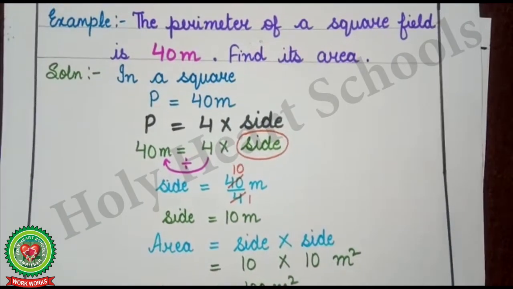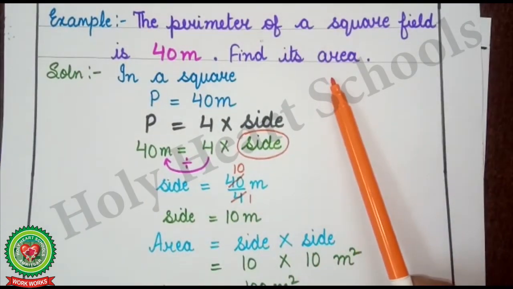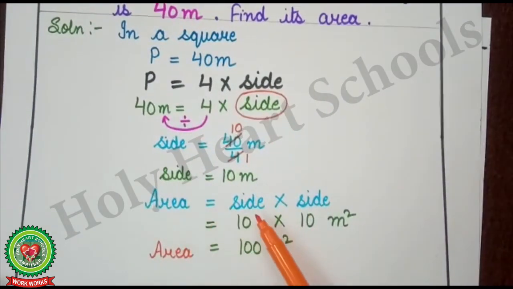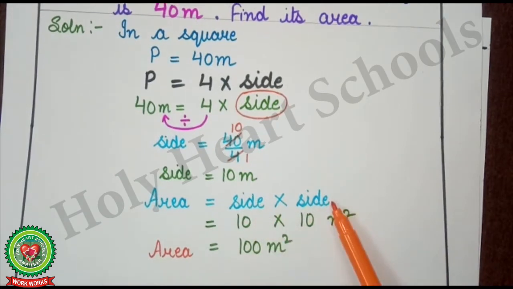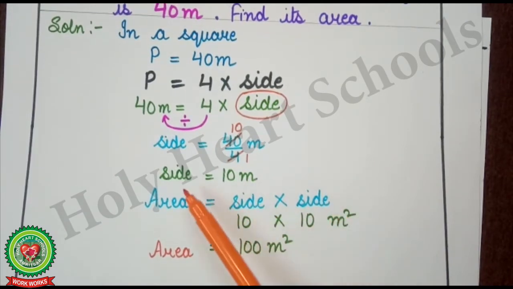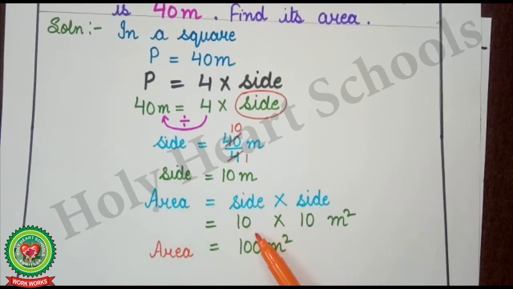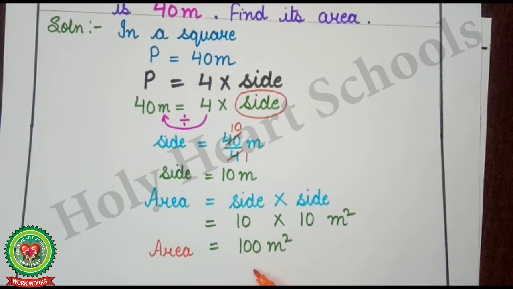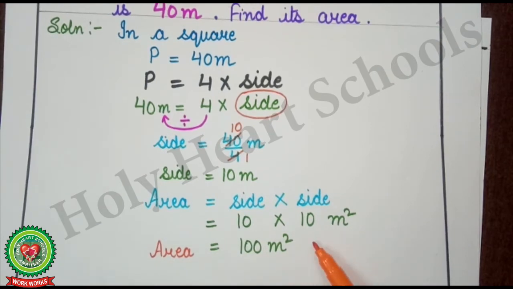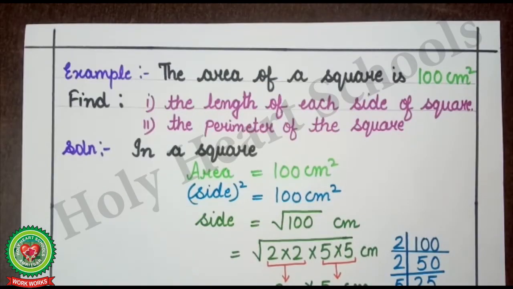Now here I have to find out the area. So area equals side multiplied by side. The value of side is 10. So here it comes 10 multiplied by 10 meter square. Now we know 10 tens are 100. Therefore area equals 100 meter square. Let's see one more example.